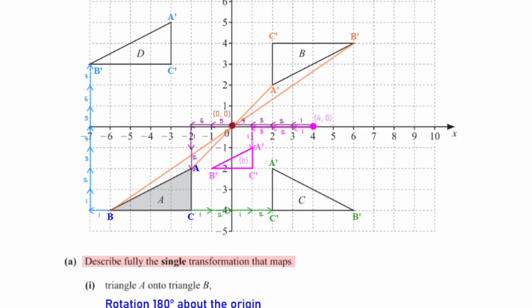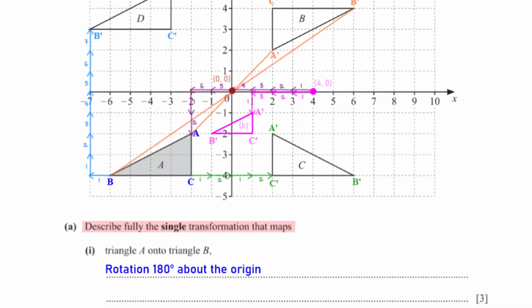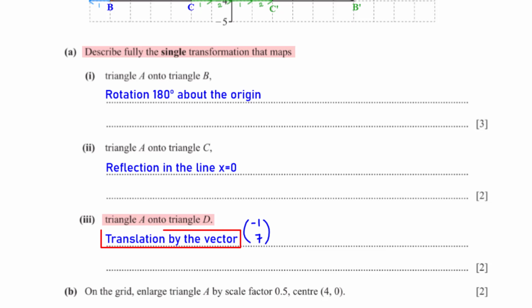So now we need to find the translation vector. From the illustration, we see that this vector is (-1, 7). And so the full description for the transformation would be translation by the vector (-1, 7).